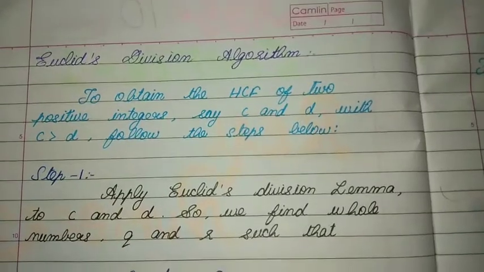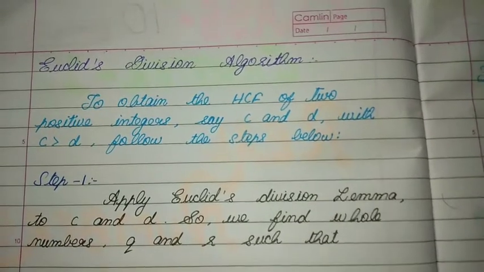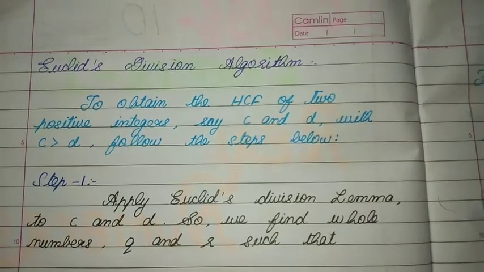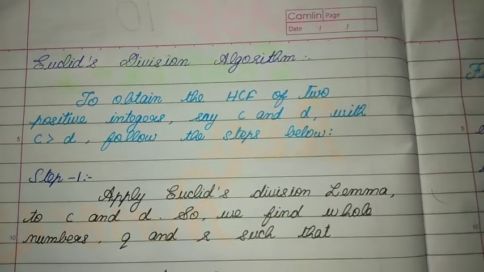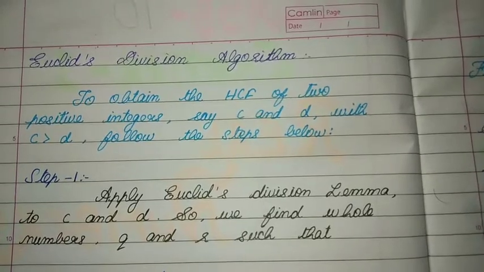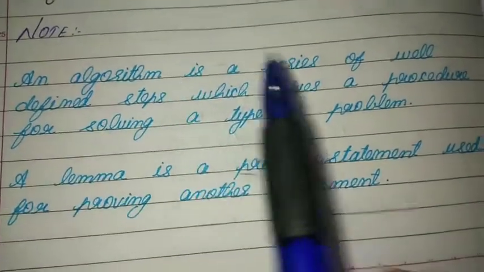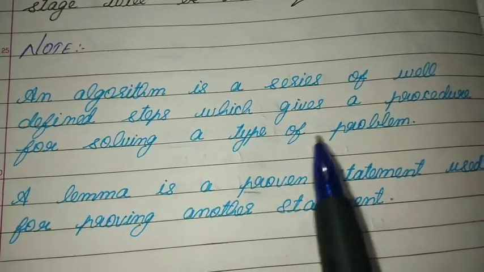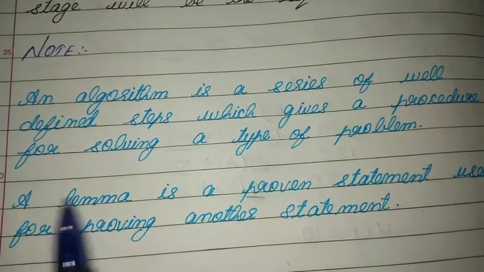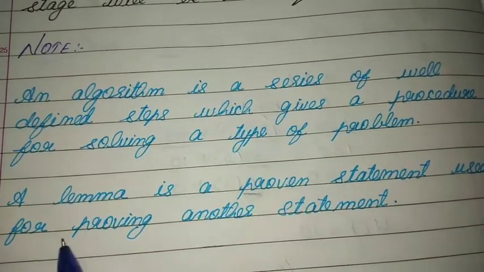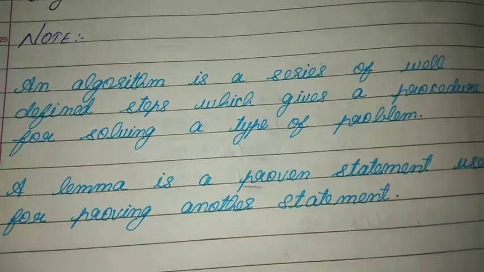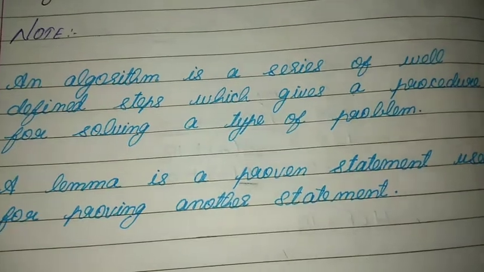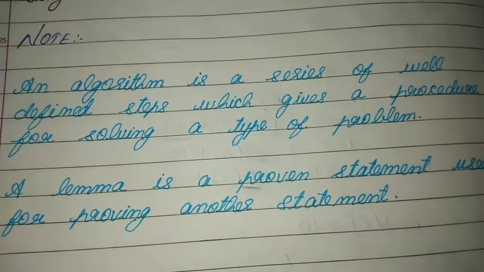Okay. Now let's see Euclid's division algorithm. Euclid's division algorithm is same as Euclid's division lemma. Okay, so let me tell you all what is the difference between algorithm and lemma. An algorithm is a series of well-defined steps which gives a procedure for solving a type of problem. Whereas a lemma is a proven statement used for proving another statement. Lemma means it's just an equation. Algorithm, it gives a procedure to use that equation.